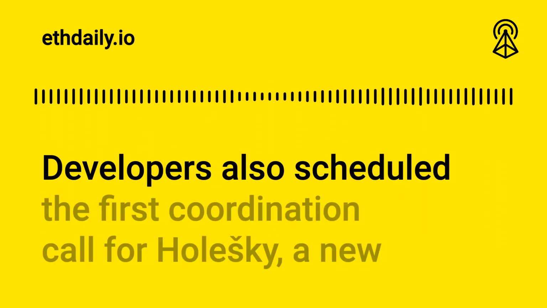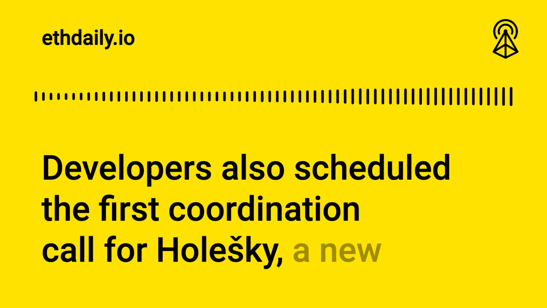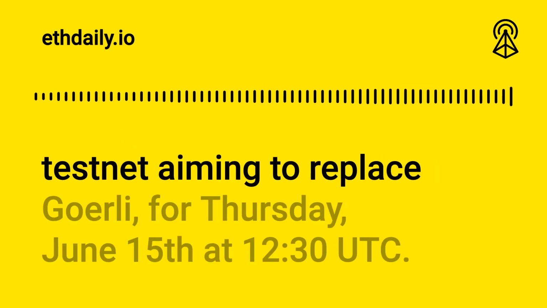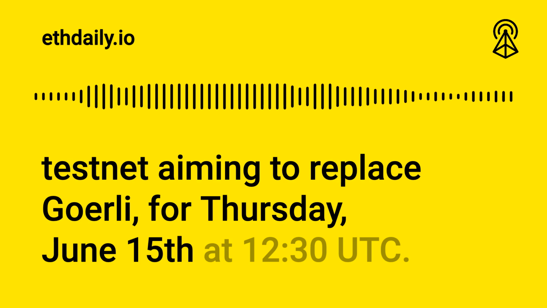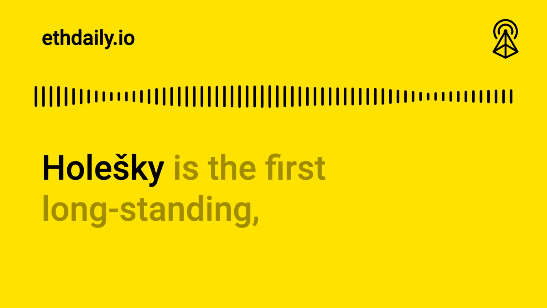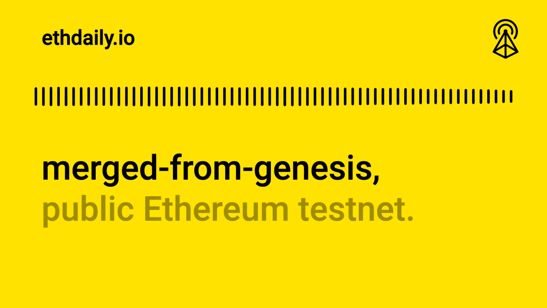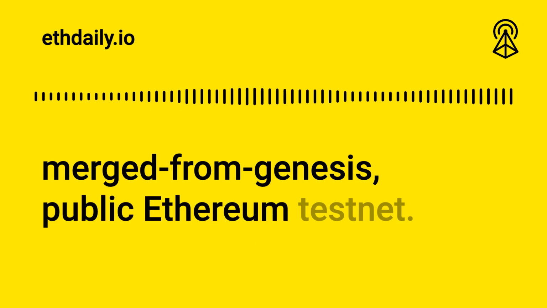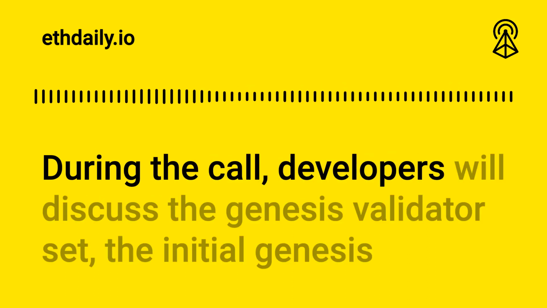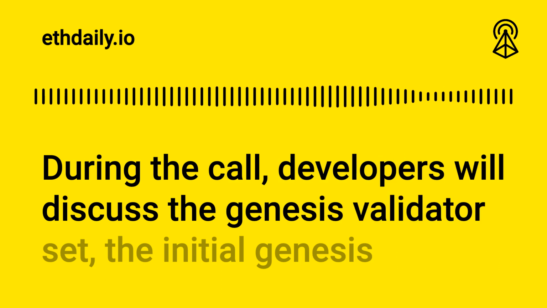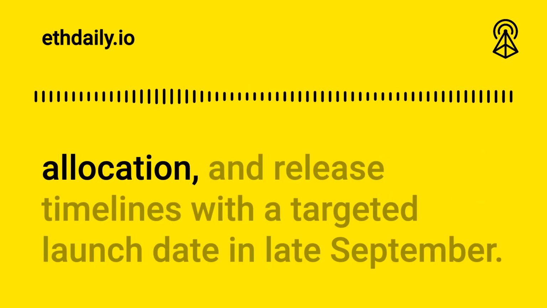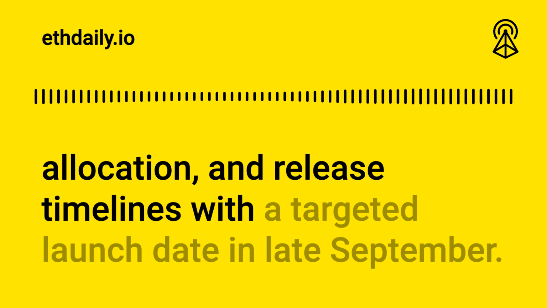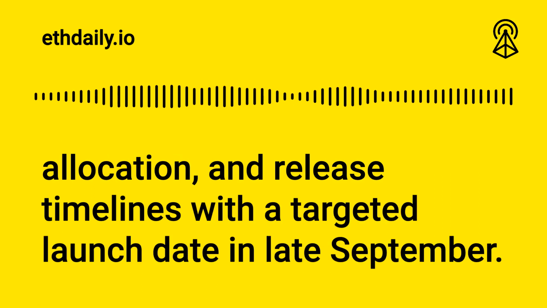Developers also scheduled the first coordination call for Holešky, a new testnet aiming to replace Goerli, for Thursday, June 15th at 12:30 UTC. Holešky is the first long-standing merged from Genesis public Ethereum testnet. During the call, developers will discuss the Genesis validator set, the initial Genesis allocation, and release timelines with a targeted launch date in late September.